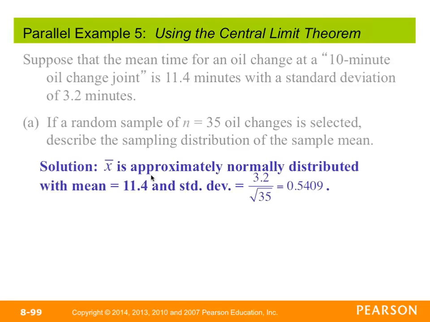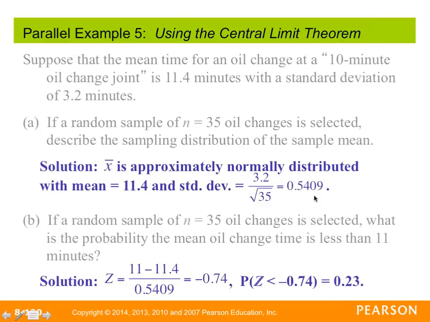So we know that it's approximately normal because we can use the central limit theorem. The mean is going to be 11.4, and the standard deviation is going to be 3.2 divided by the square root of n. So in our case, that's going to be 0.5409. And then we want to know, in a random sample of 35 oil changes, what's the probability that we get an oil change time average that is less than 11 minutes.